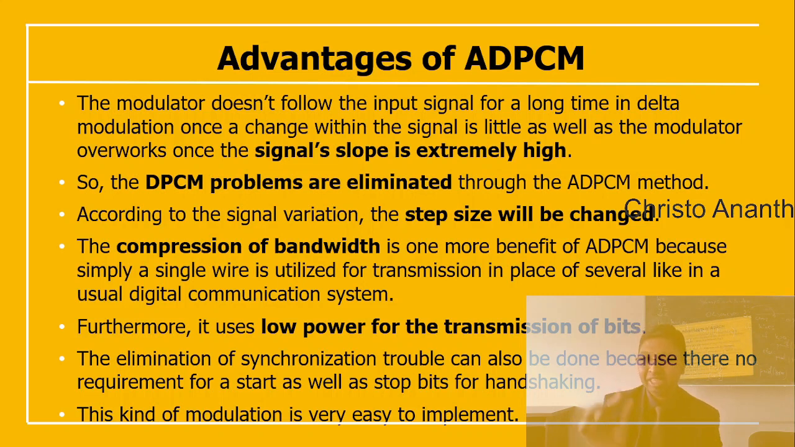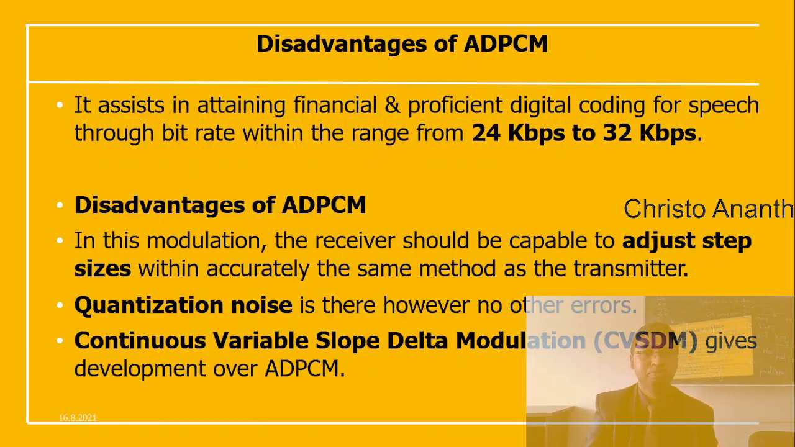A single wire is utilized for transmission in place of what we employ in the digital communication system. It even uses low power for the transmission of bits, and you can reduce the synchronization problem also, because there is no requirement for start or stop bits for handshaking. So it's much easier to implement also. You can also use it for obtaining economical and proficient digital coding for speech, through a bit rate in the range of 24 kbps to 32 kbps.